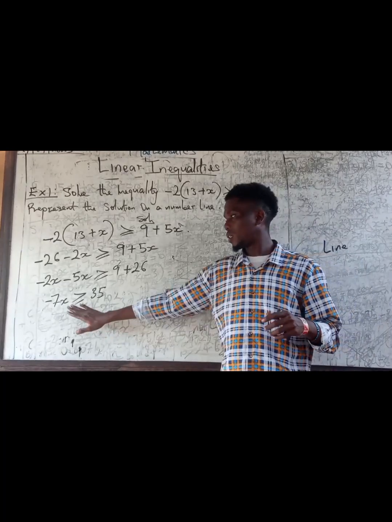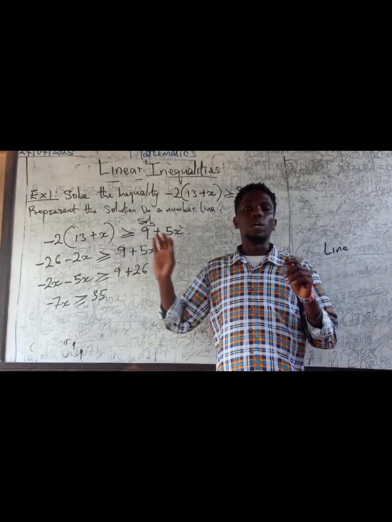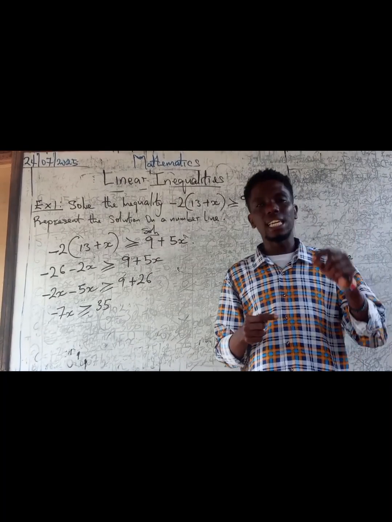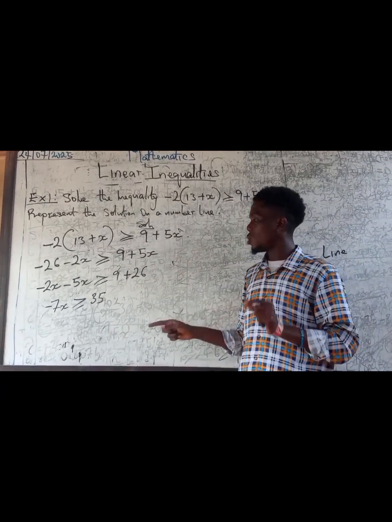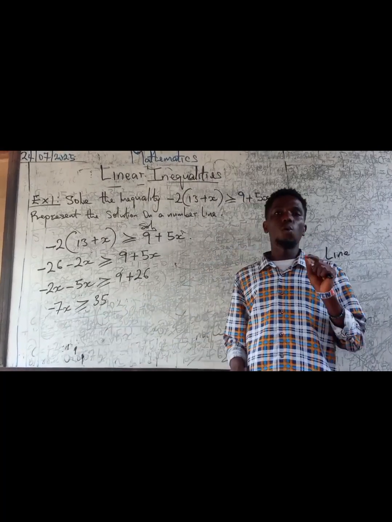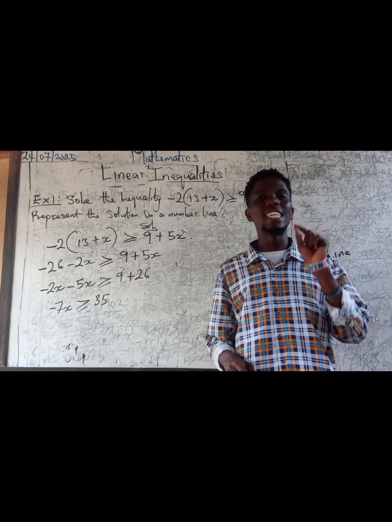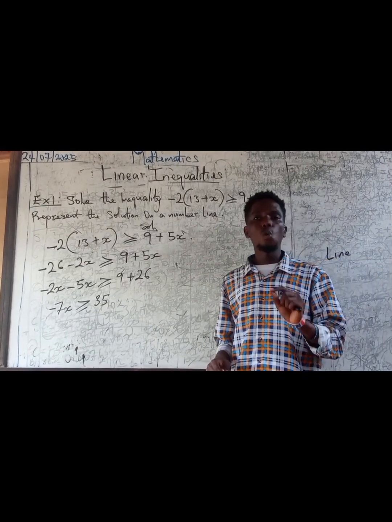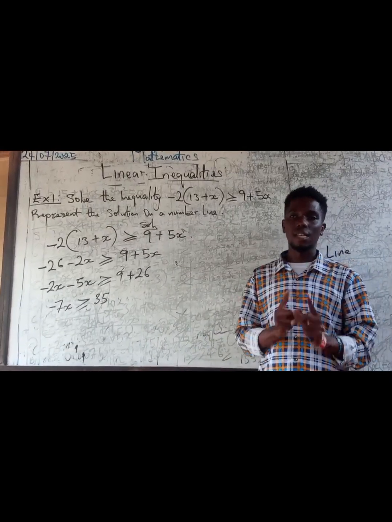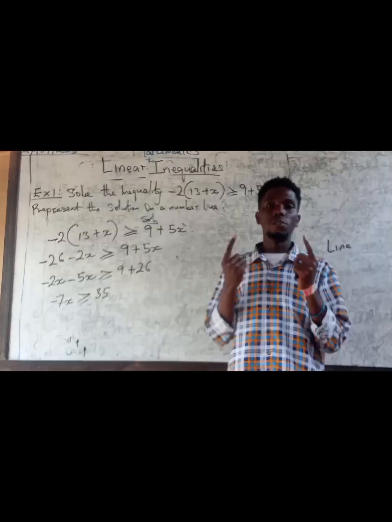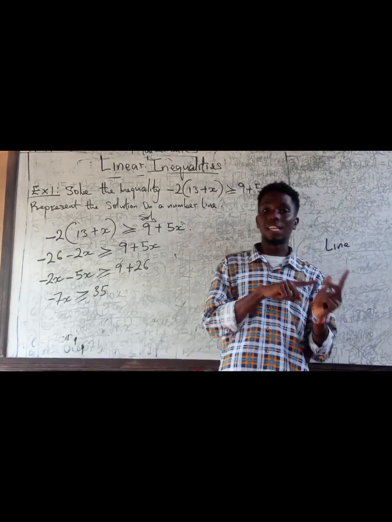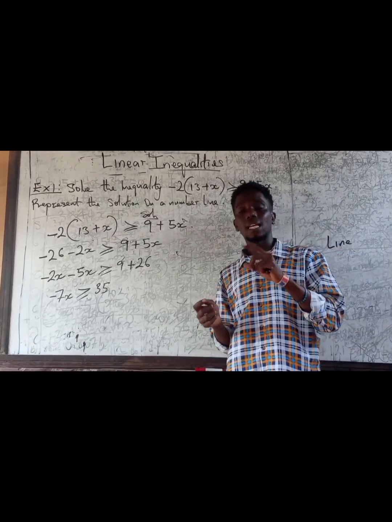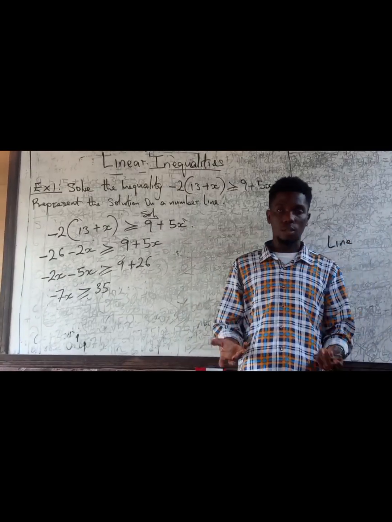But in this case, whenever the coefficient of the unknown is negative, please take note, the coefficient of the unknown. So in this case, the unknown here is x. If the coefficient of the unknown is negative, please always make sure you reverse the sign. Always make sure you do what? Reverse the sign. So if it is greater than initially, you reverse it to less than. If it was less than, you reverse it to greater than. So that you get the point.